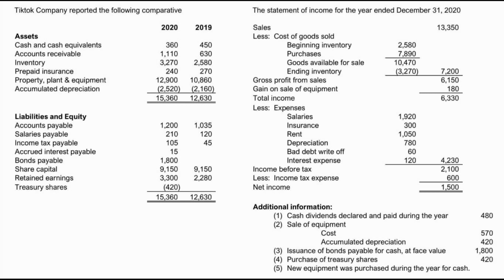This means that the carrying amount of the equipment sold is 150 pesos. And since we have a gain of 180 pesos, the cash proceeds from the sale is 330 pesos, or the carrying amount of 150 plus the gain on sale of 180.